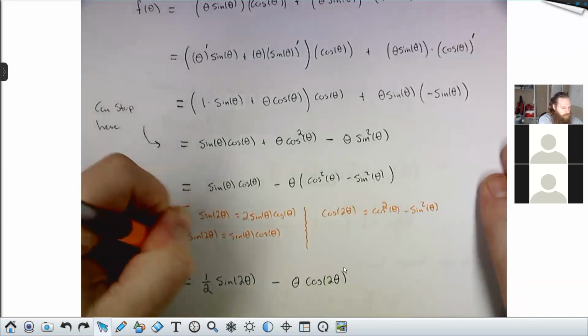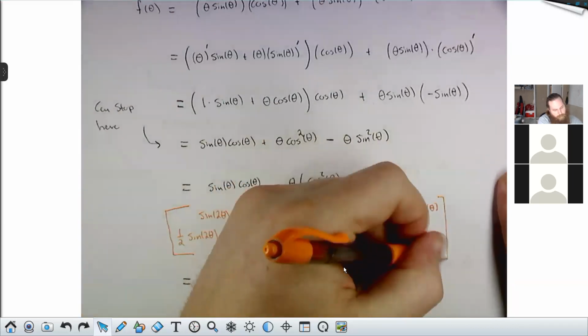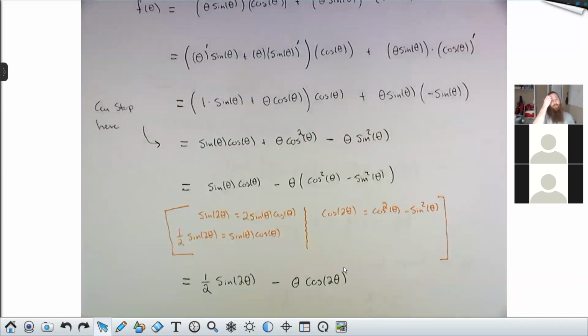If you're writing all in one color, you may want to tuck this in a box or somewhere out of the way. It's just neat that both of these end up to be double angle things. That's the only reason I'm showing you that. But this line right here is what I want to make sure everybody can get to. Are there any questions getting up to this line?